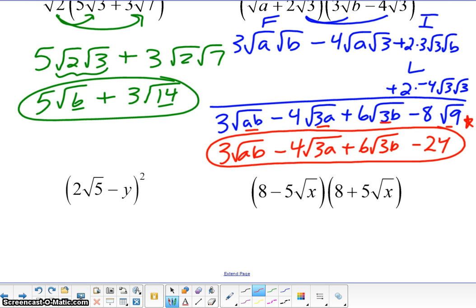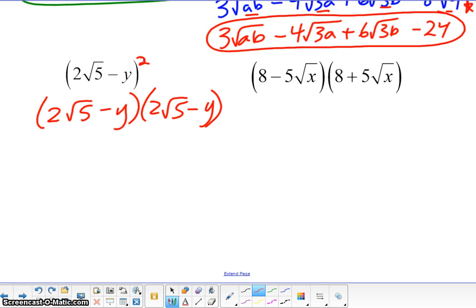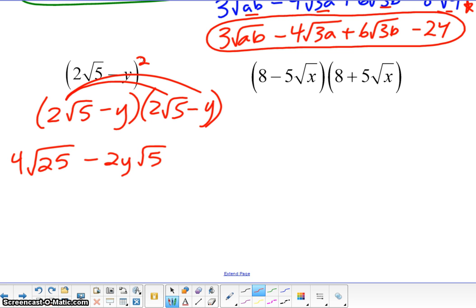Okay, the next one is squared. So there are 2 of them, a binomial times another binomial of the same exact quantity. First, outside, inside, last. First, again, start using your mental math. 2 times 2 is 4. Square root of 5 and square root of 5 multiplies together to give you 25. Outside, negative 2y on the outside of the radical, square root of 5 on the inside. Now both the insides are going to be a negative 2y, square root of 5, and last is plus y times y is y squared.